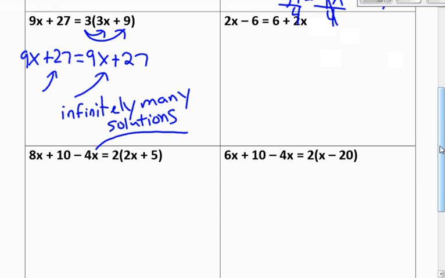Next one, you have 2x minus 6 equals 6 plus 2x. Get the x's together. This cancels, that cancels. Negative 6 does not equal 6. No solution.